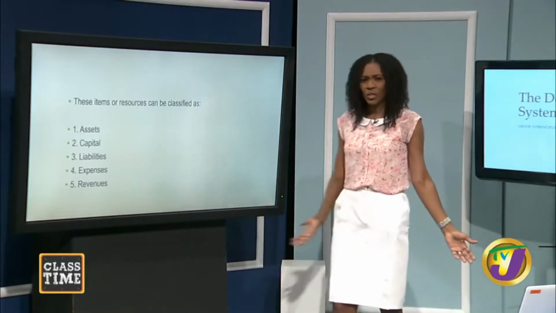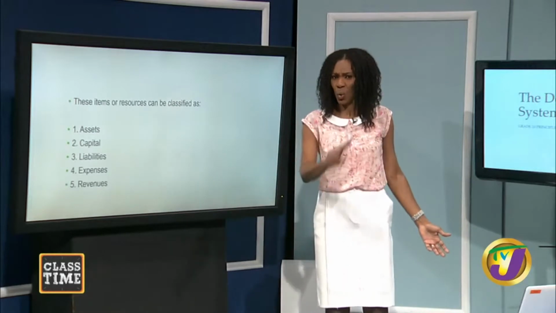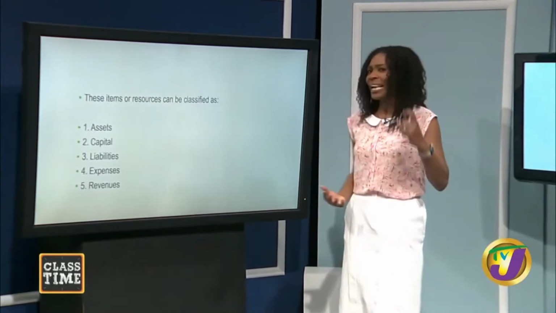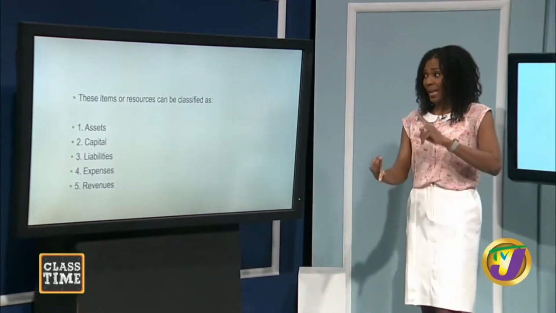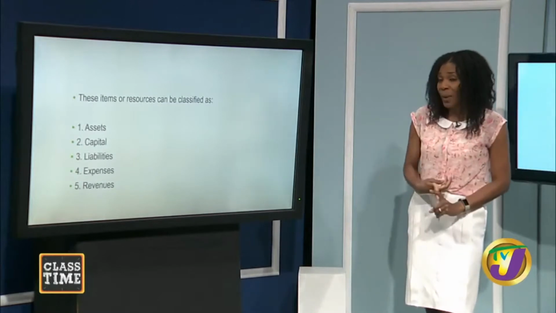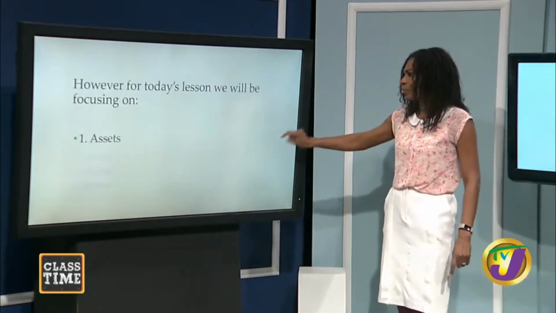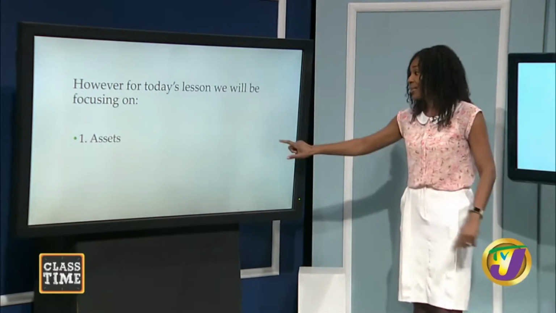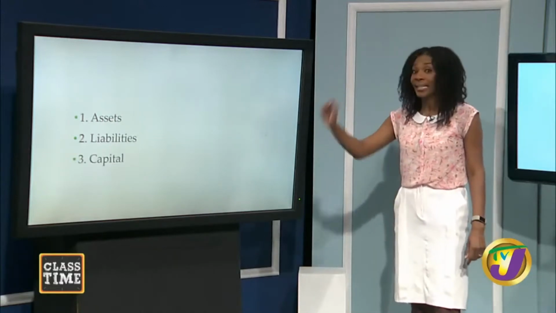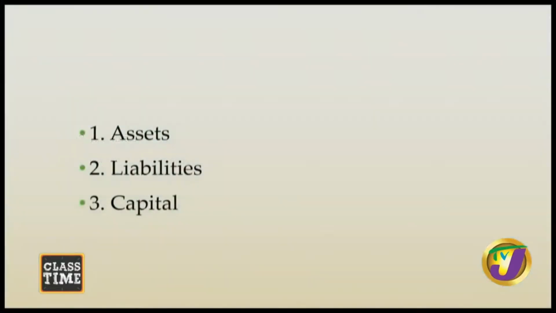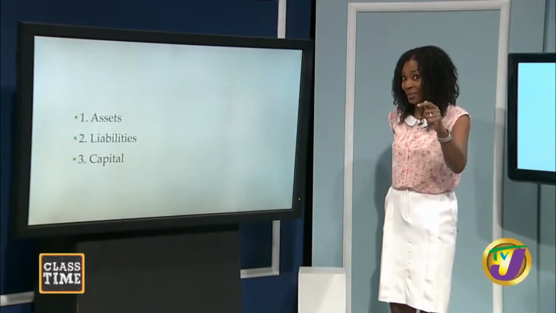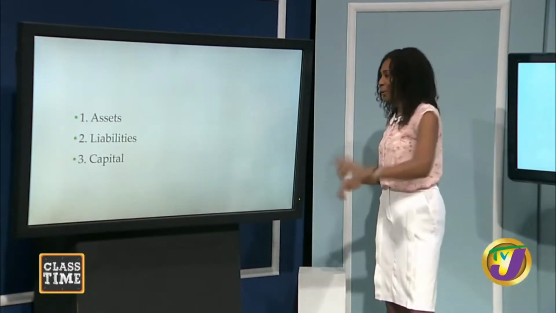Now, I just told you that one transaction affects two items. In a business, these items can be classified as either assets, capital, liabilities, expenses, or revenues. However, for today's lesson, we'll be focusing on assets, liabilities, and capital. Miss, I use some terms in class today. What does miss mean? No worry. Just make sure you have your notebook and you're listening. Soon clear.